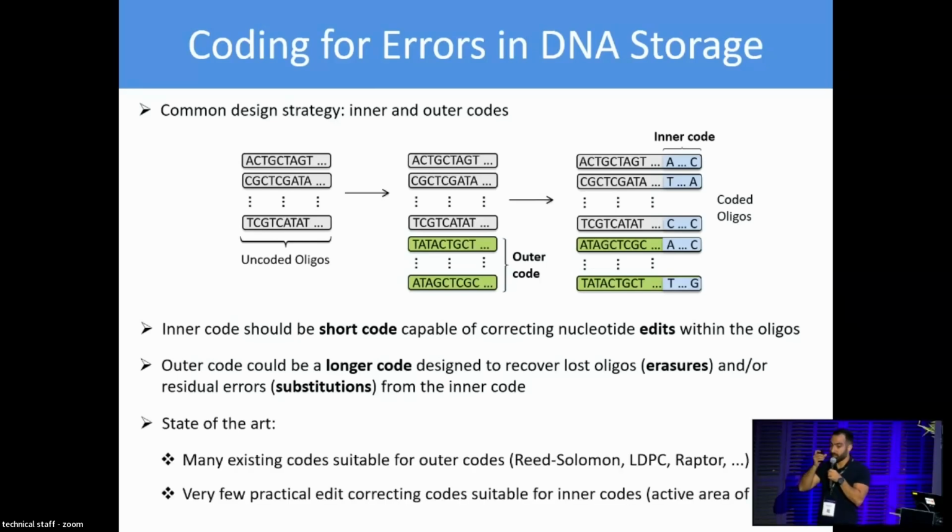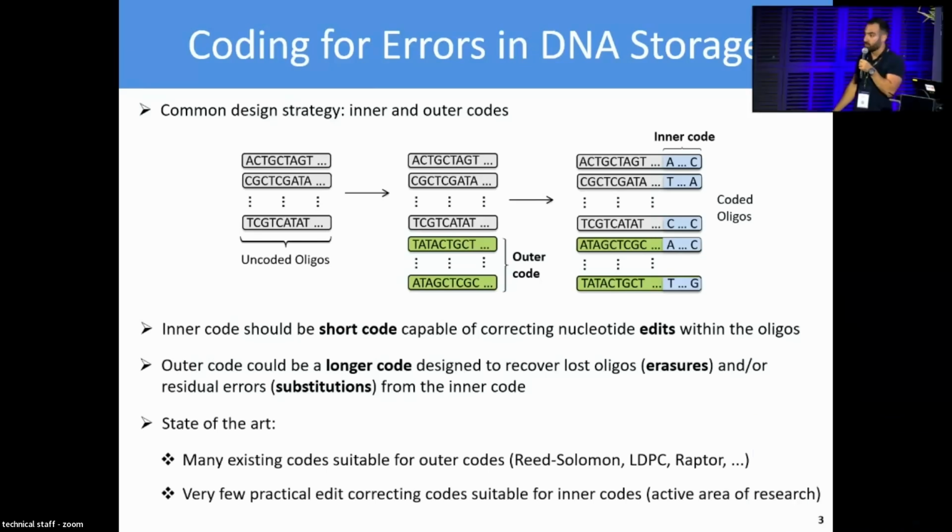What is the state of the art when it comes to this? So there are many existing codes which are suitable for outer codes, such as Reed-Solomon codes, LDPC codes, Raptor codes, etc. But there are very few practical codes that are suitable for inner codes, and this is an active area of research. Why is it an active area of research? It's because you cannot use any off-the-shelf code to correct deletions and insertions, and this was mentioned in the previous talk. So you cannot use an LDPC code to correct deletions and insertions, unless you have many reads and you do something, but in the strict error correction sense, you cannot do it using LDPC, Reed-Solomon, or Raptor.